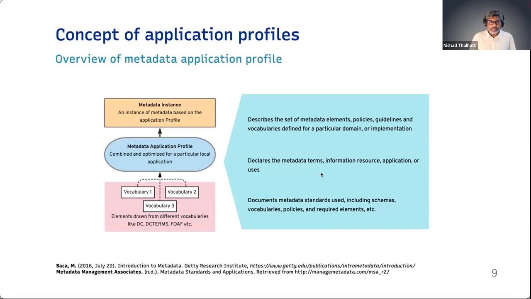To illustrate it in a more simplified way, for example, you have a metadata instance, and to explain that data instance perfectly, you may need to borrow terms from different namespaces. Say, for example, sometimes you need to borrow terms from DC terms and schema or many other vocabularies. So nowadays, if we need to clearly explain some instances, we need to borrow or mix and match from multiple namespaces or schemas, then make our own local application of those terms. Basically, it describes a set of metadata elements, policies, guidelines, and vocabularies, and explains how they are implemented in this local instance. Then it declares the metadata terms, information resource, application, and all its use. Finally, it documents the metadata standards used, including schemas, vocabularies, policies, et cetera.